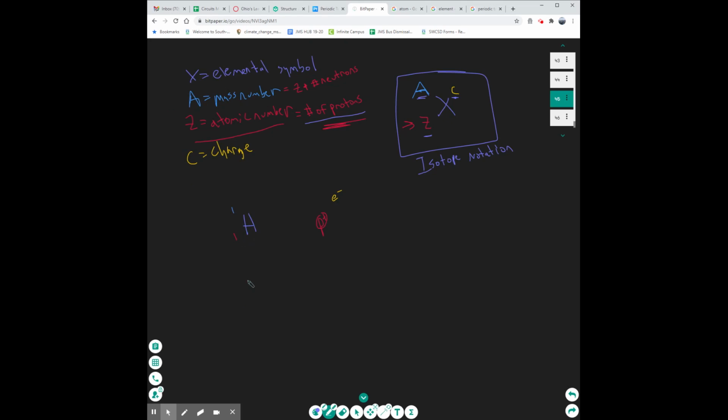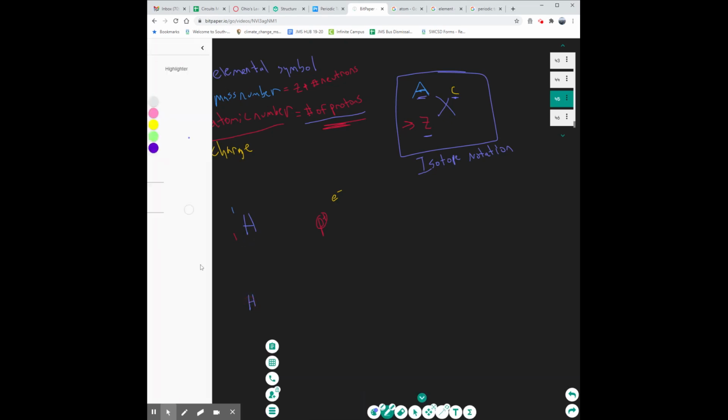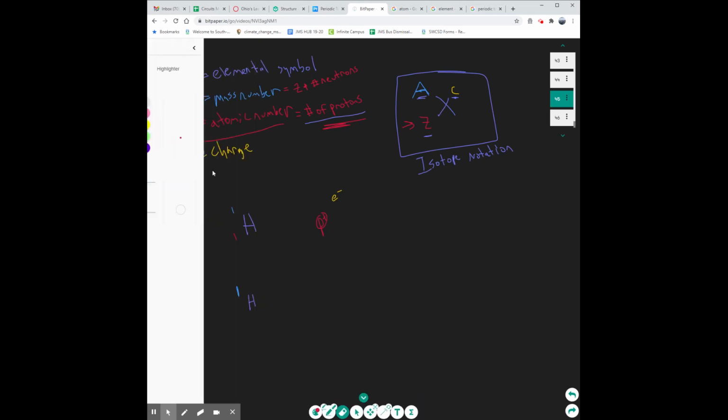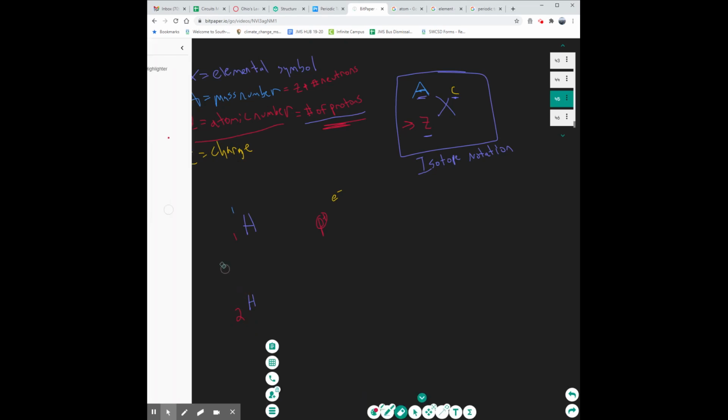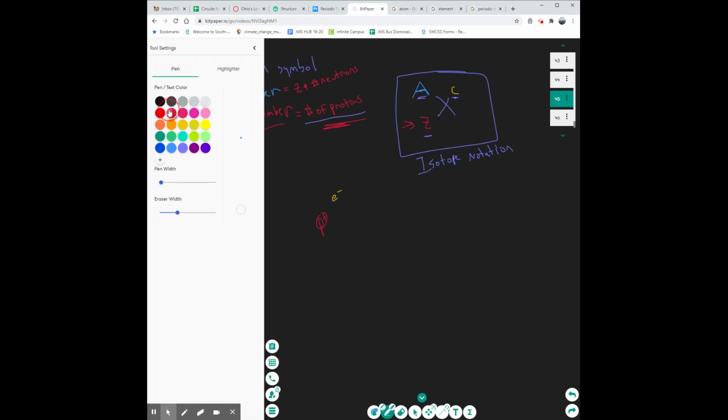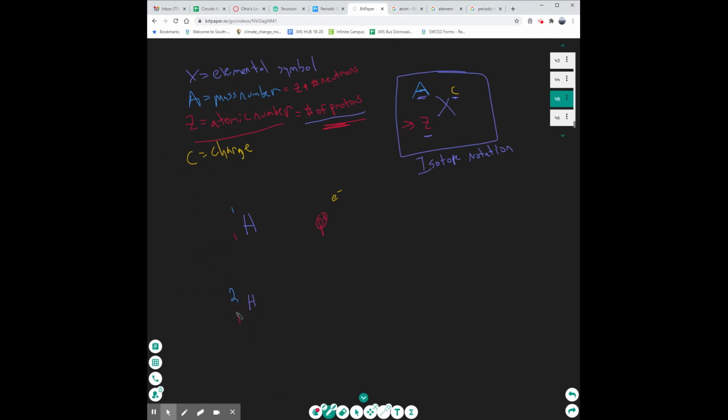And there's a reason that we write this as isotope notation this way, because isotopes, it's just a fancy word that means it's the same atom, same element, right? But a different number of neutrons. Wow. I totally goofed that up. I'm so sorry. There we go.